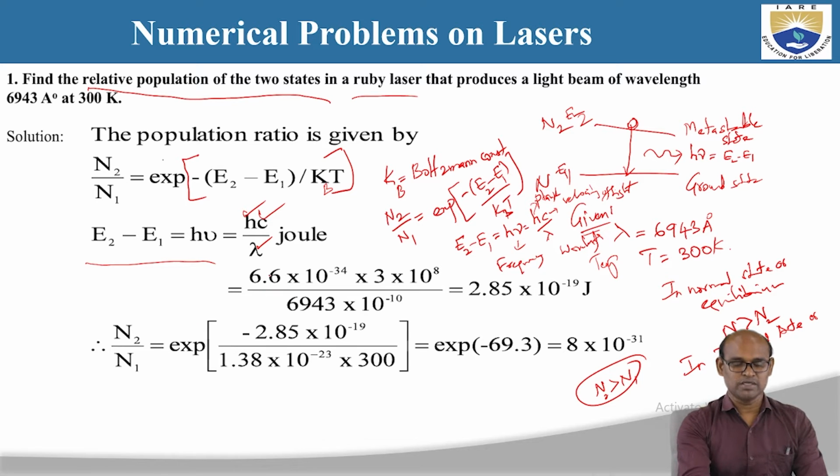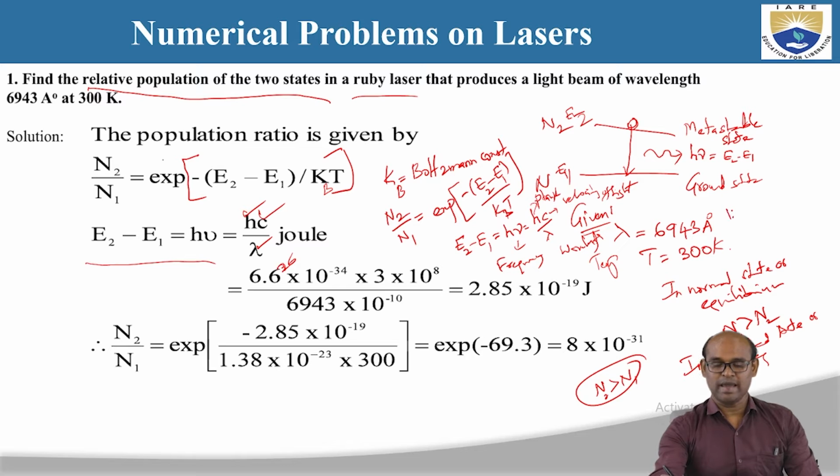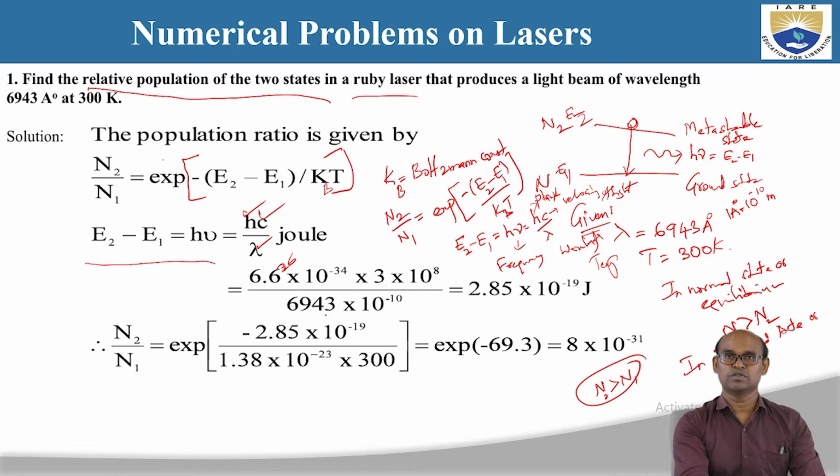So I have substituted the value of Planck's constant 6.626 into 10 power minus 34, and velocity of light in meters per second 3 into 10 power 8, divided by wavelength. The wavelength they have given as 6943 angstroms, and we are converting into meters. 1 angstrom is equal to 10 power minus 10 meters. So I have converted angstrom into meters: 6943 into 10 power minus 10.